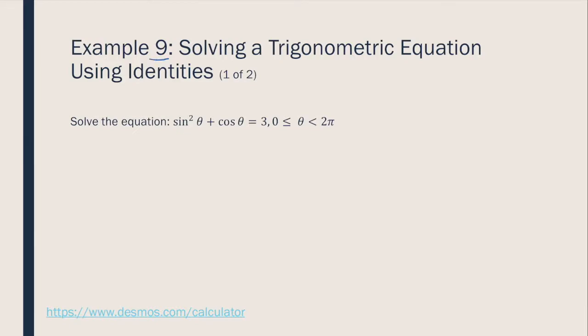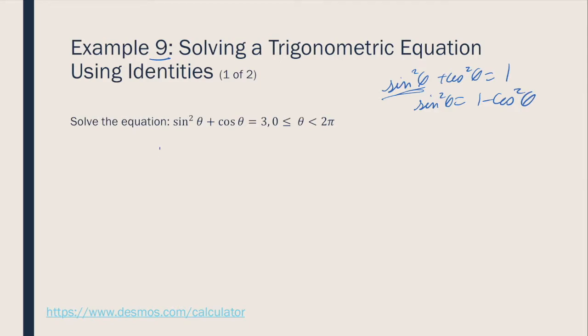So for example 9, we're going to solve a trigonometric equation using identities. So now I have sine squared theta plus cosine squared theta equals 3. Well, I know that sine squared theta plus cosine squared theta is 1. So maybe we're going to substitute in for sine squared theta. So I have sine squared theta equals 1 minus cosine squared theta.